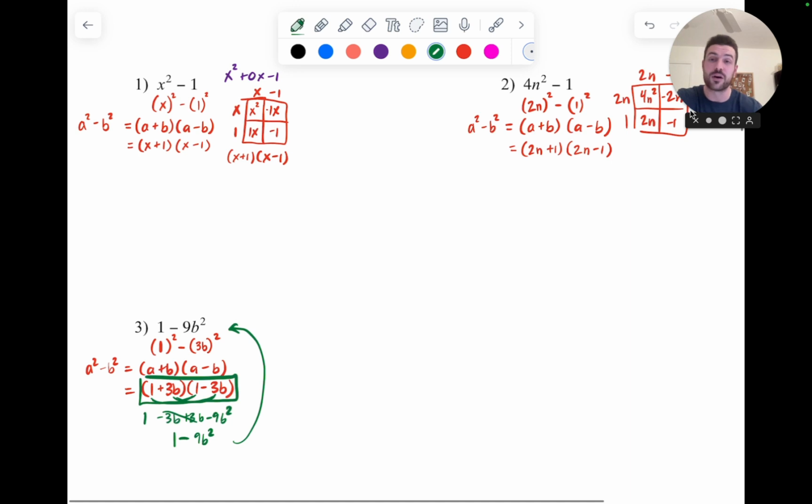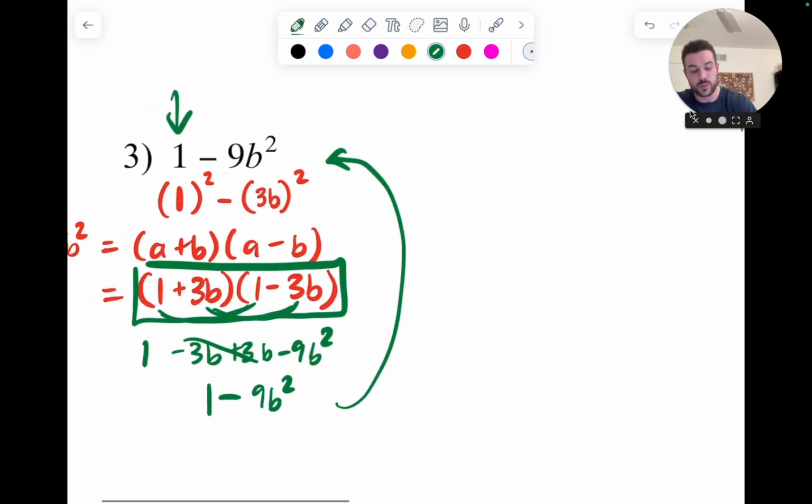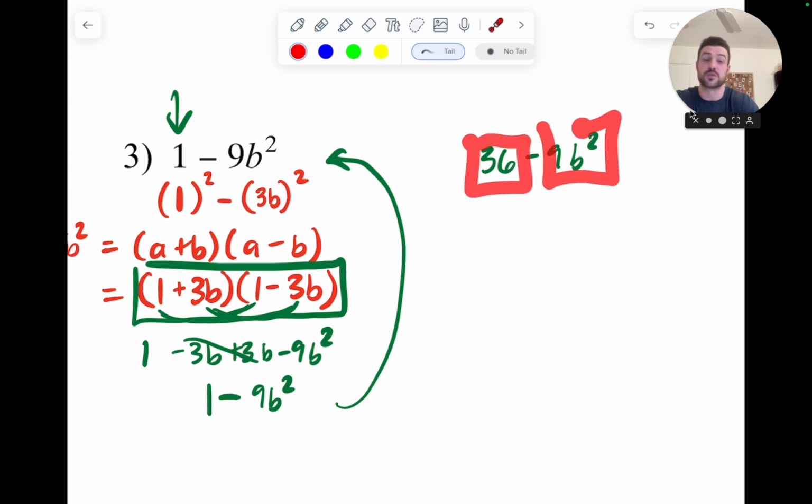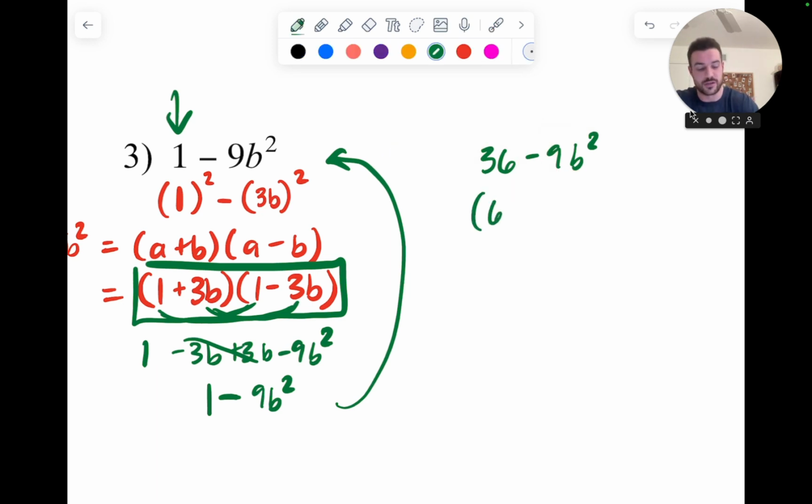So what I now realize is, unfortunately, all of our values have included 1s, and part of the reason is it's easiest to do with 1. 1 is a small perfect square, but we really could do it with anything. We could have done a 36 minus 9b squared here. Again, perfect square, and we're subtracting, so it is a difference. So I'd write this as squares, which is 6 squared minus 3b squared. And then we can just plug right back into that formula.